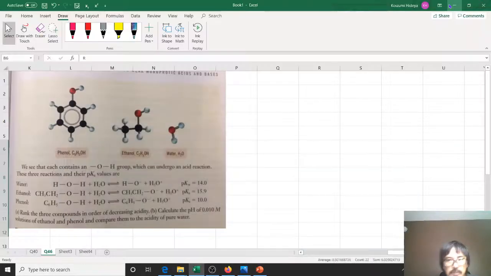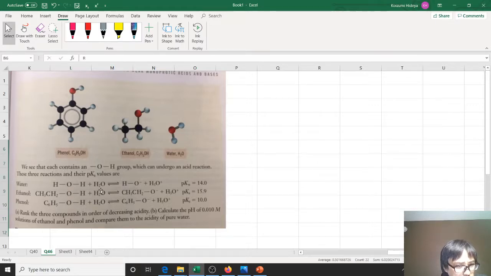Alright, so let's just do question number 46. For 46, we are supposed to find out which one of these is a stronger acid and which one of these is a weak acid. And the reaction formula is given in each one of those, right?